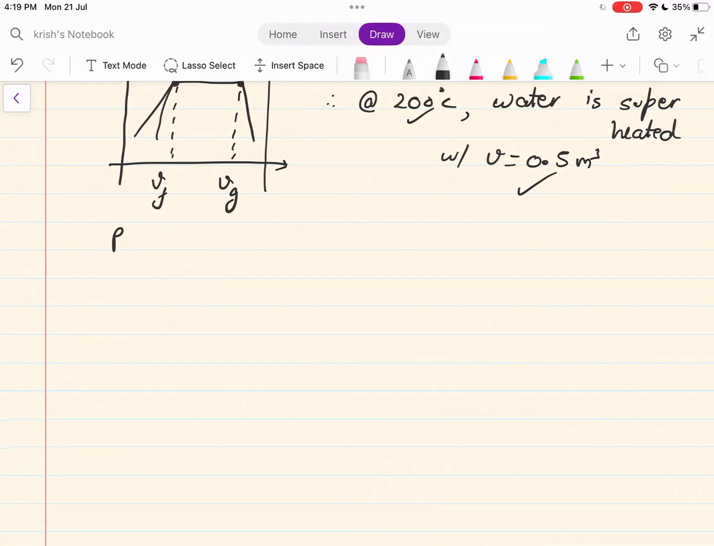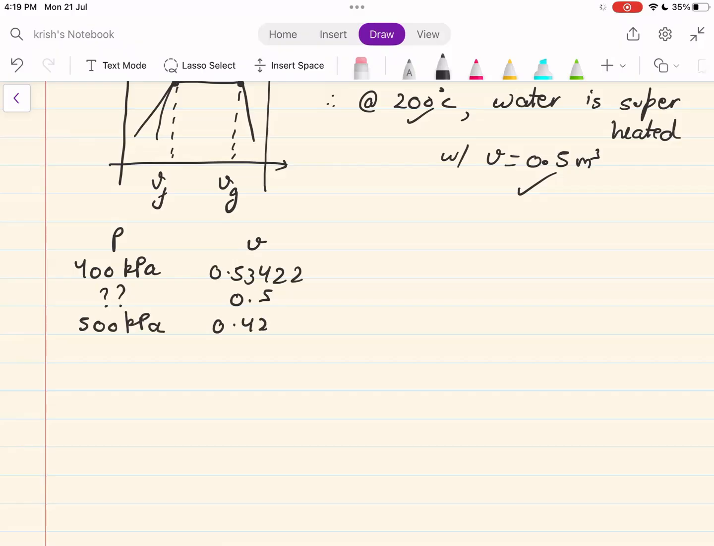Let's make a small table. At 400 kilopascals, our specific volume is 0.53422. At some pressure between these two, our specific volume is 0.5. And at 500 kilopascals, it goes below 0.5 at 0.42492. So, how do we find the unknown value of pressure? For this, we use linear interpolation.